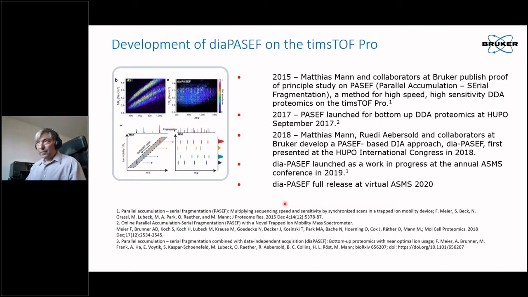Now, as I mentioned, PASEF was proposed in 2015, introduced in 2017, and then in 2018, Matthias and Rudy were talking and came up with this idea for a PASEF-based DIA approach. Basically, the idea there is that as you're scanning out the ions in mobility, you can also scan the quadrupole along with that and fragment mass mobility windows. And so our DIA windows are not mass windows anymore, they're mass mobility boxes. And I'll show that in more detail in some slides.